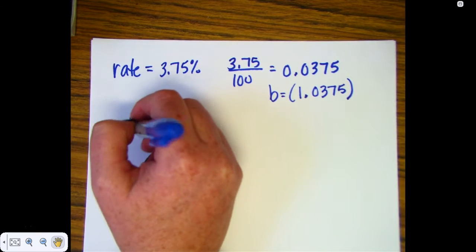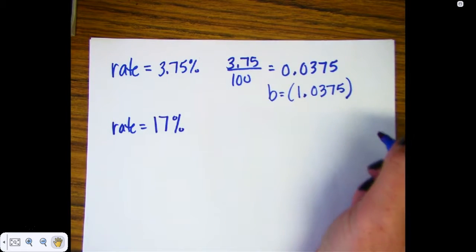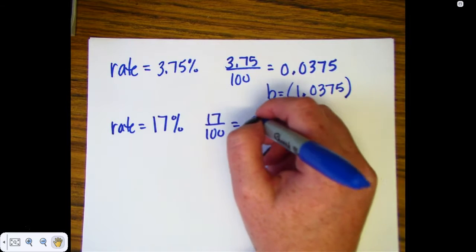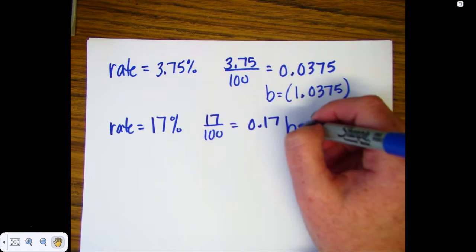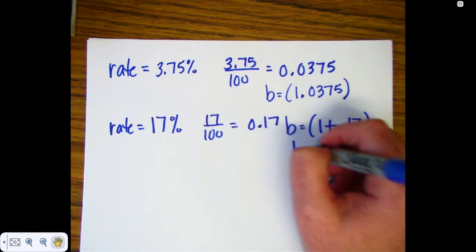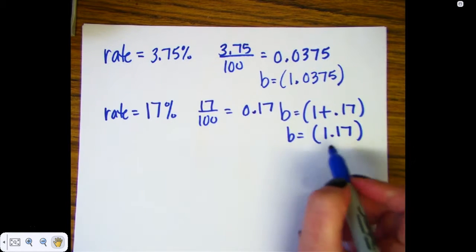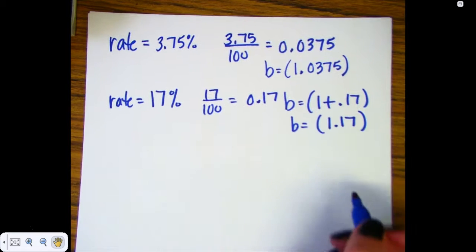Let's say my rate was 17%. I take 17 and divide it by 100, which gives me 0.17. In order to do B, I do 1 plus 0.17, which is just 1.17. I'm literally just sticking a 1 there because it's 100% and 17% more.